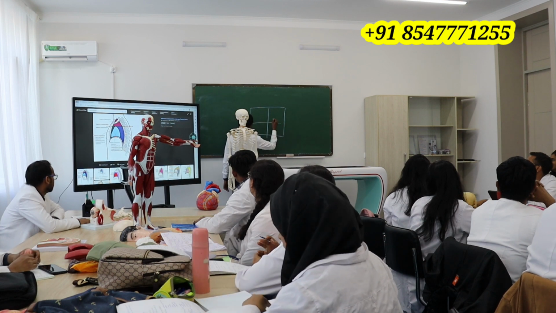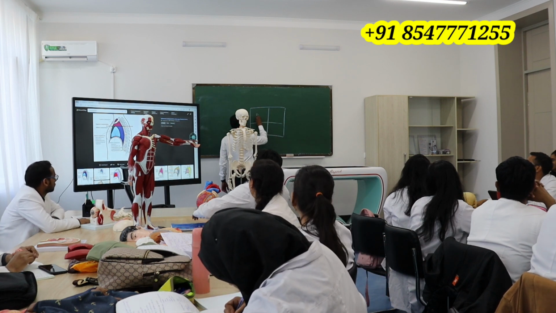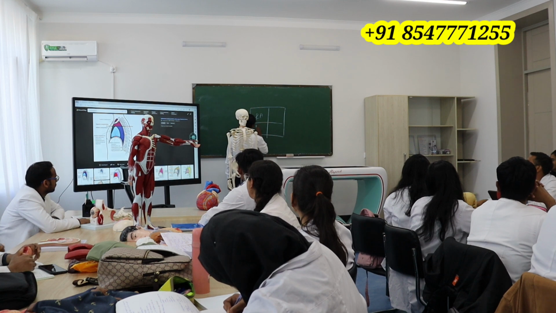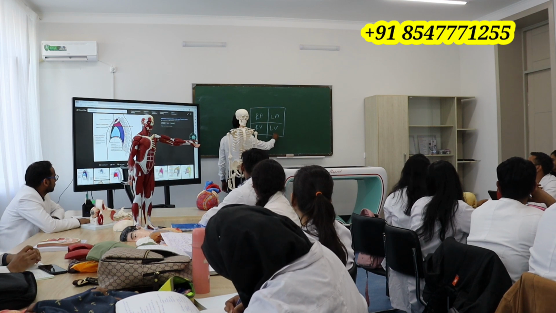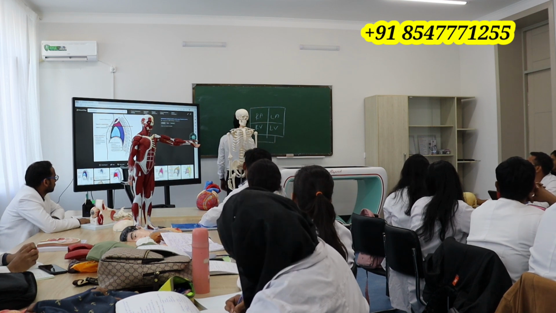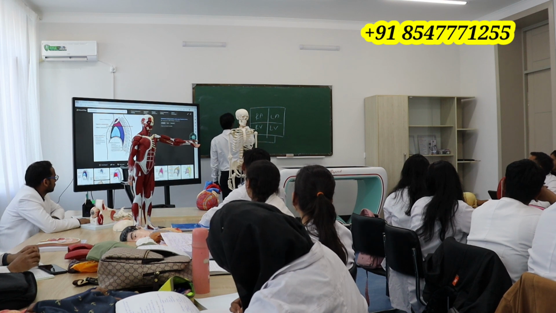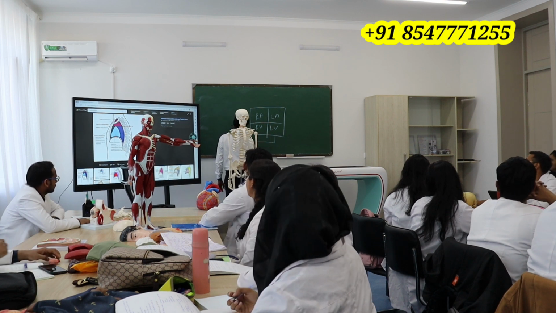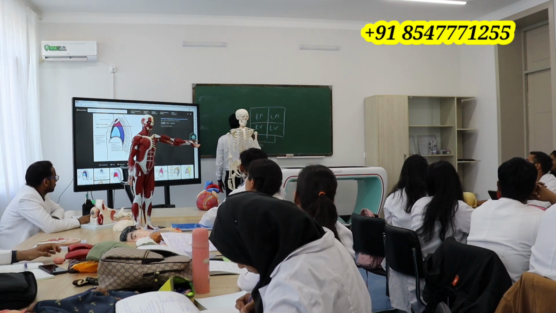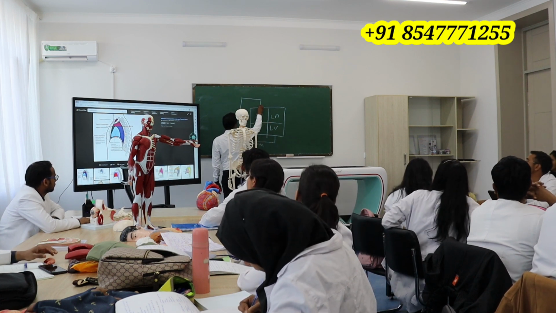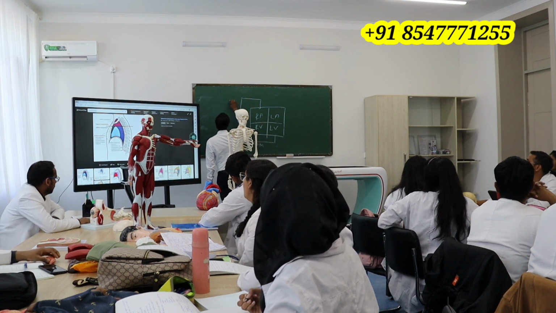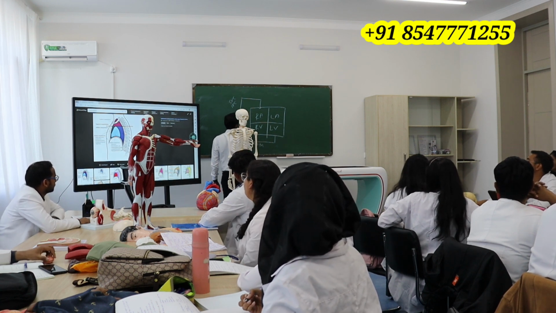Okay, this is the representation of the heart: right atrium, right ventricle, left atrium, left ventricle. The greater circulation starts from the left ventricle to the body parts through the aorta, right? From the body parts, the deoxygenated blood reaches the right atrium through the inferior and superior vena cava.